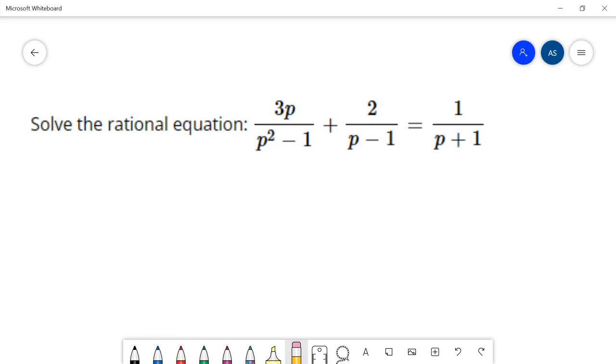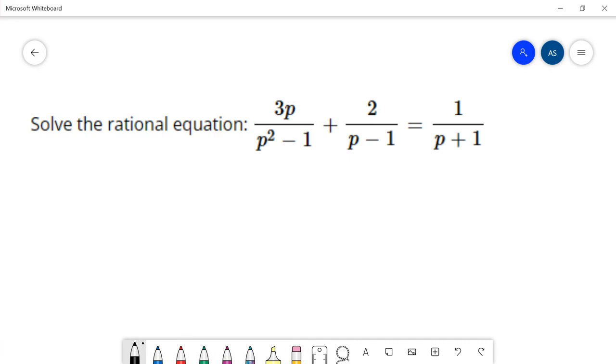All right, with number 17, we are again solving a rational equation. This time the equation is 3p over p squared minus 1 plus 2 over p minus 1 equals 1 over p plus 1. Rational equations are equations that have variables in the denominator. What we need to do is get rid of all the denominators. We're going to use the clearing fractions method to do that.